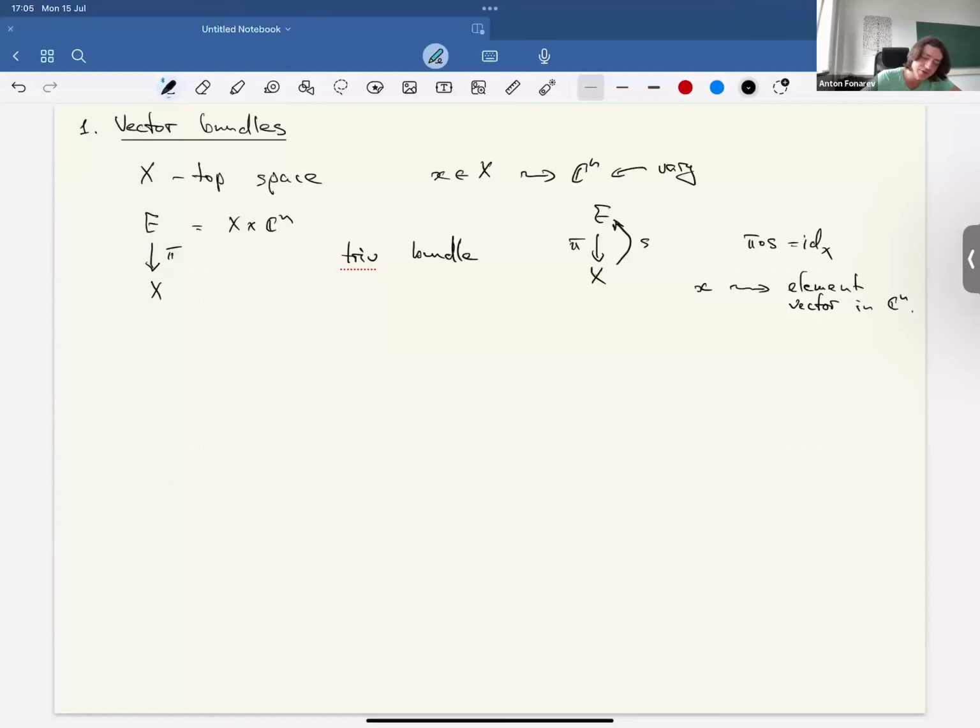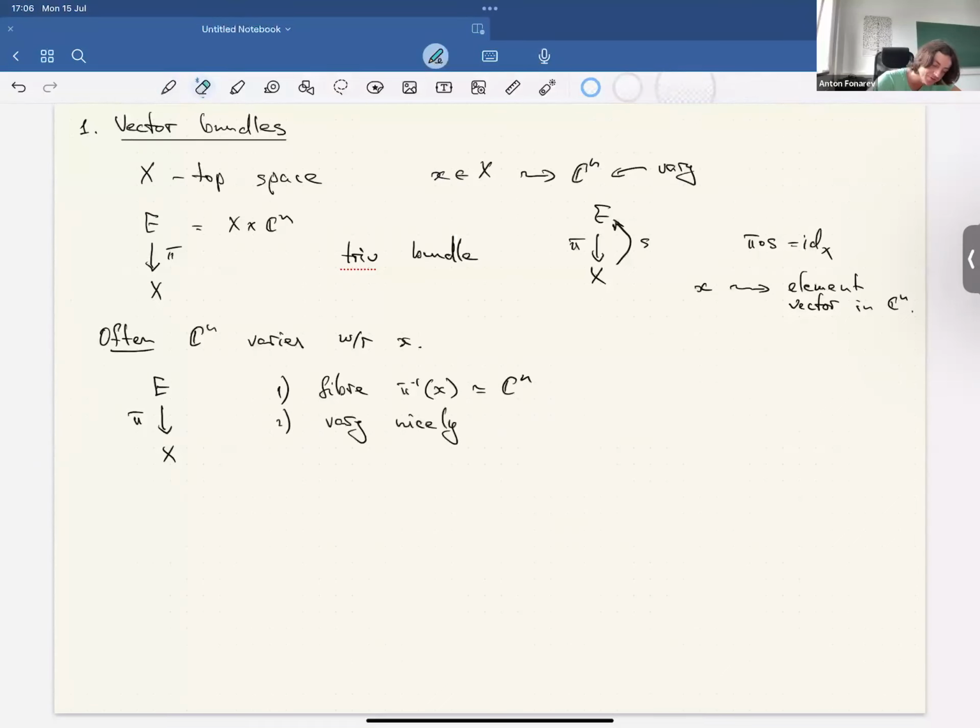So this is all very nice, but very quickly, you often see that it's non-trivial, the C^n varies with respect to x. And this is the classical notion of a vector bundle, again, in the topological sense. So what is a vector bundle? You're looking at a smooth map phi from E to X. Now, the first condition is that the fiber phi inverse of x is always isomorphic to C^n, so this is your vector space. But this is not enough. You actually want to vary nicely, in the sense that you want to keep the vector space structure.